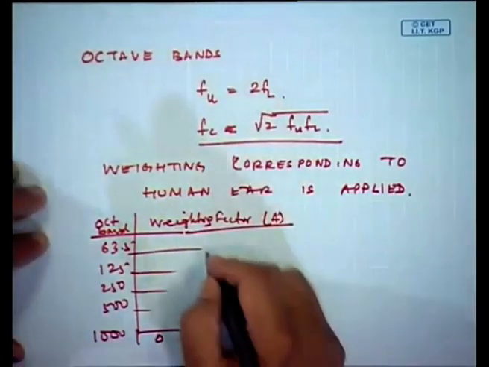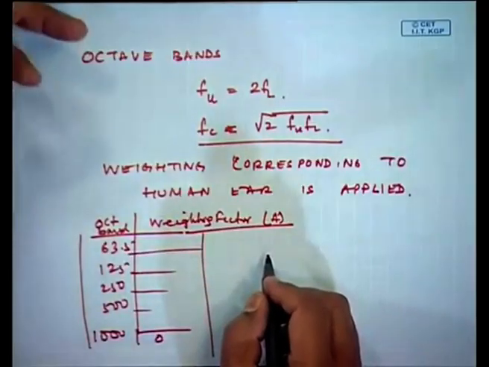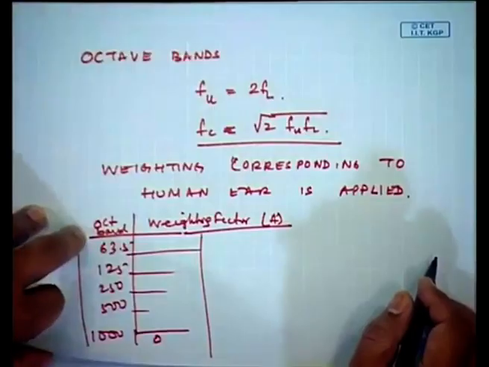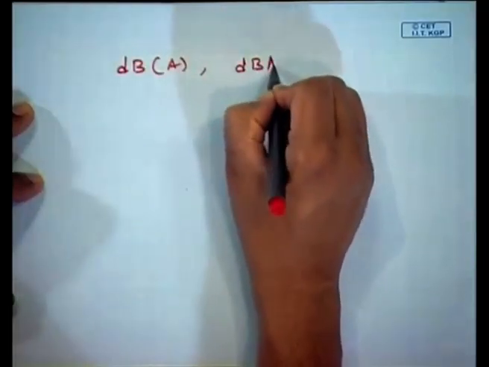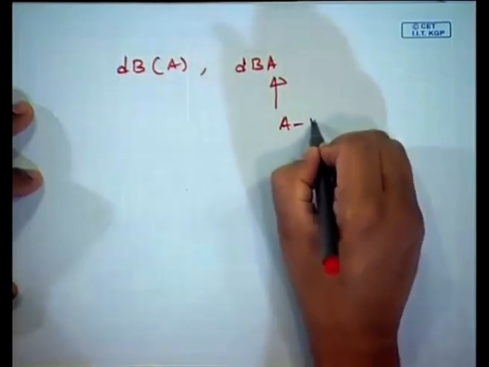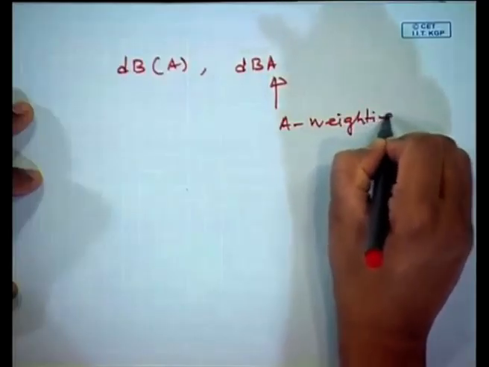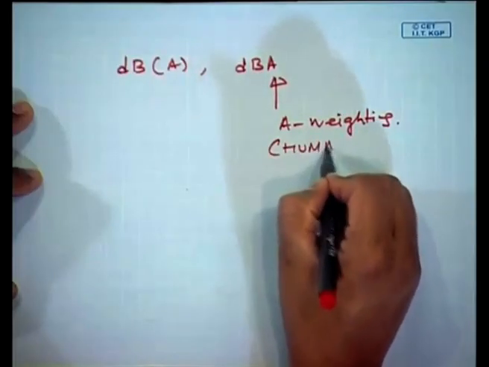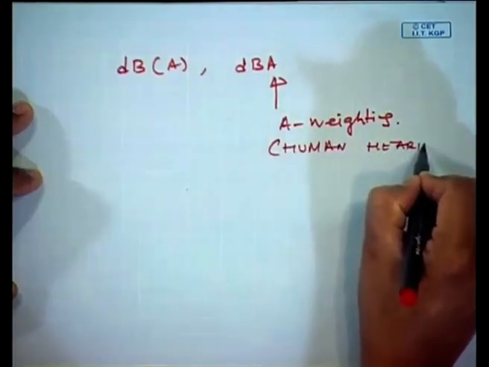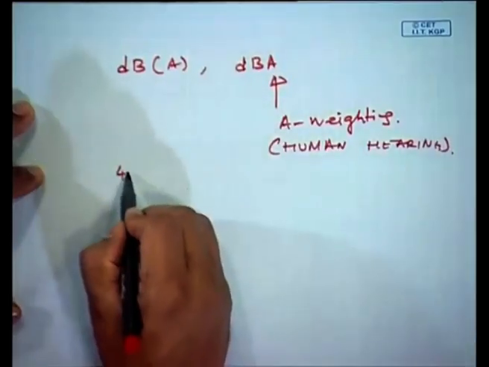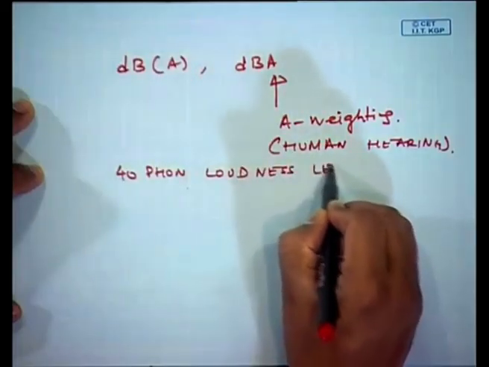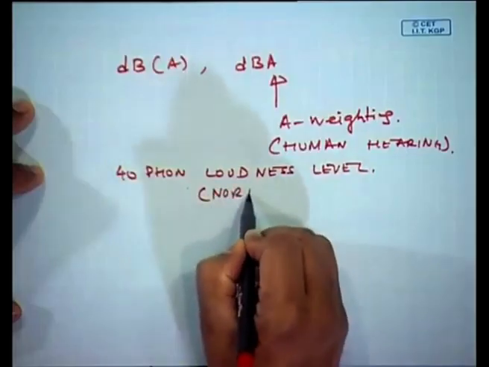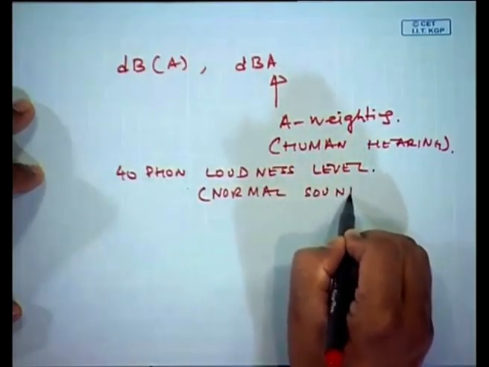So, there will be a subtraction. These weighting values are applied to the frequency spectrum obtained from the SPL, and then we can get what is known as the dBA. This means the A weighting, because of human hearing, and this is measured at a 40 phone loudness level, and that corresponds to normal sound pressure.